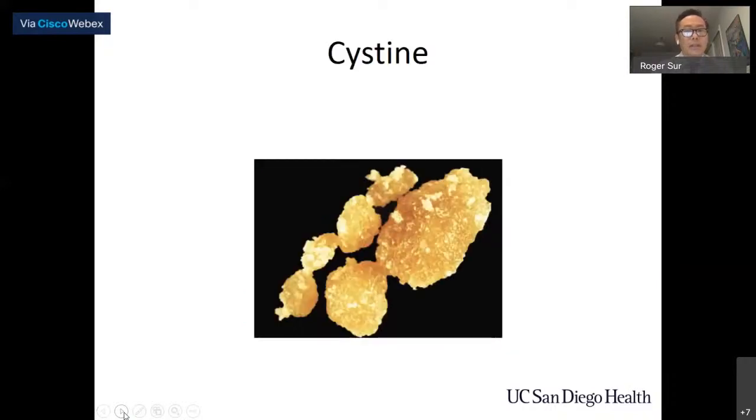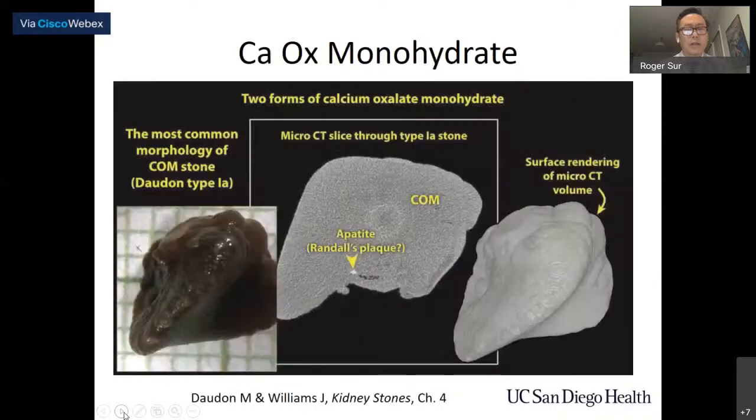Lemon cysteine forming stones, rare, but should be recognized. And I think that's my last slide. Next slide. Yep, that's it. Well, anyway, I've given you a very brief summary of stone analysis and its importance, and I hope you can utilize this in your practice. Thank you.